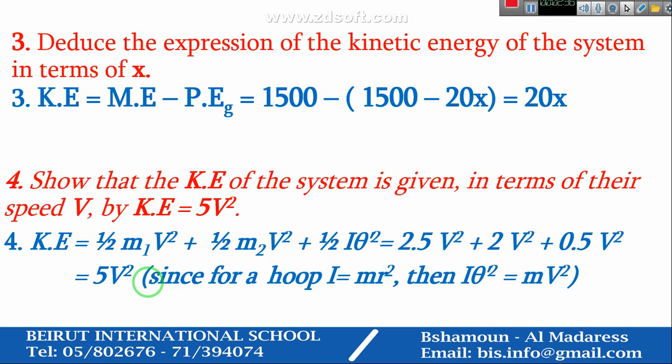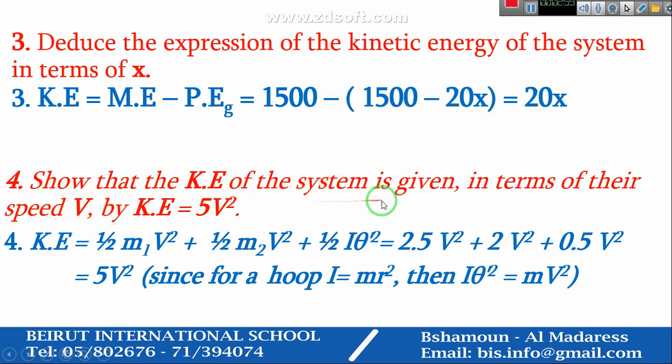Deduce the expression of the kinetic energy in terms of x. As we all know, kinetic energy equals mechanical energy minus potential energy. Mechanical energy is conserved since there is no friction, 1500 joules, minus (1500 minus 20x). Minus times minus, it will be plus.